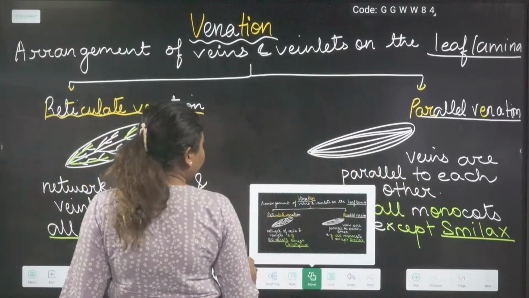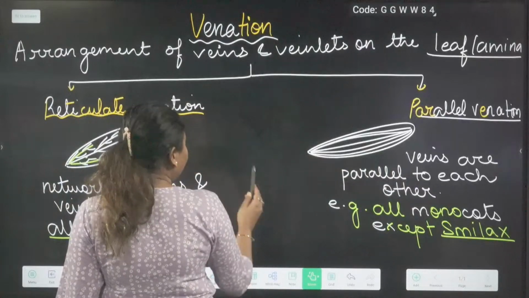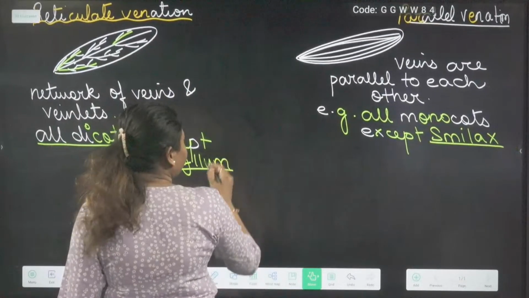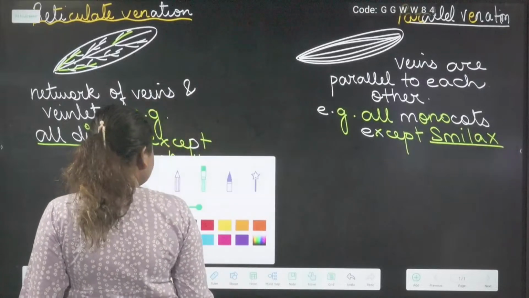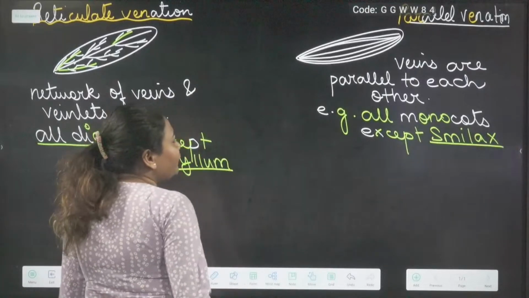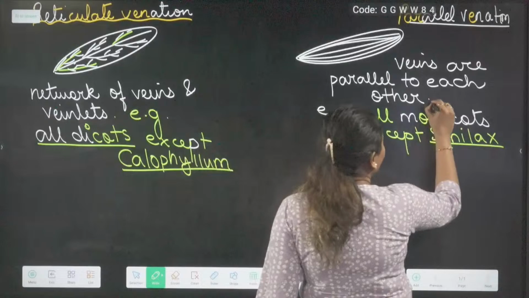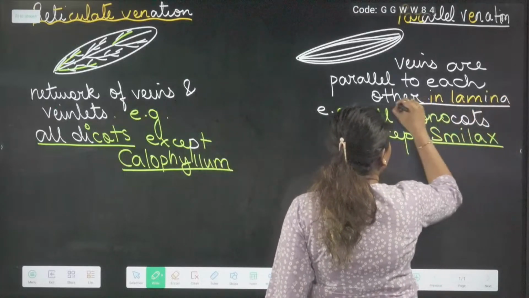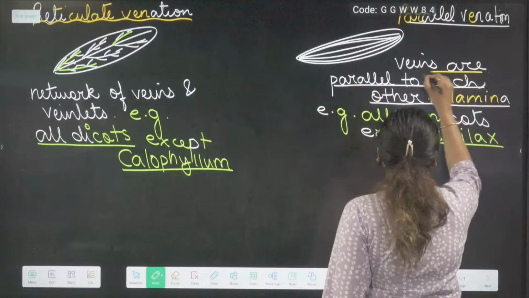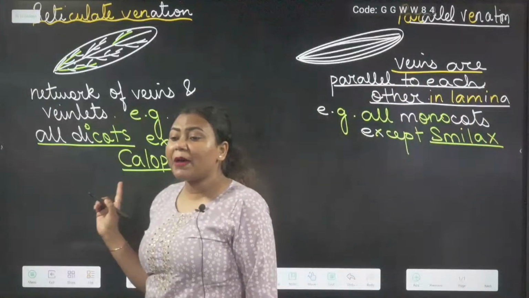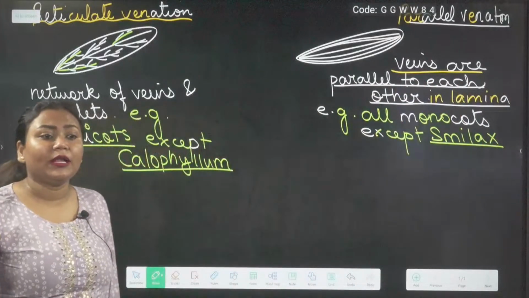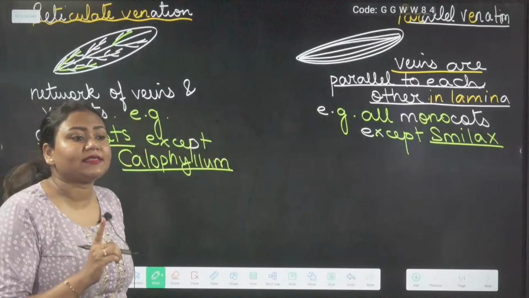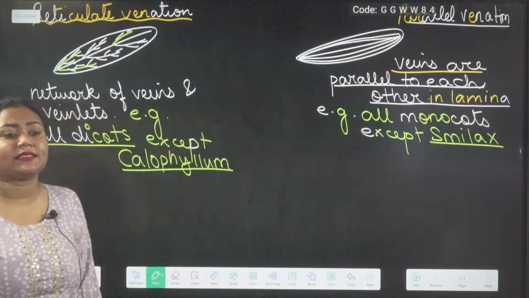So venation is the arrangement of veins and veinlets. Two types of venation are there: reticulate venation and parallel venation. Reticulate venation is the network of veins and veinlets, and in parallel venation the veins are parallel to each other in the leaf lamina. In parallel venation, there will be no veinlets. Am I clear to everyone? Yes or no?